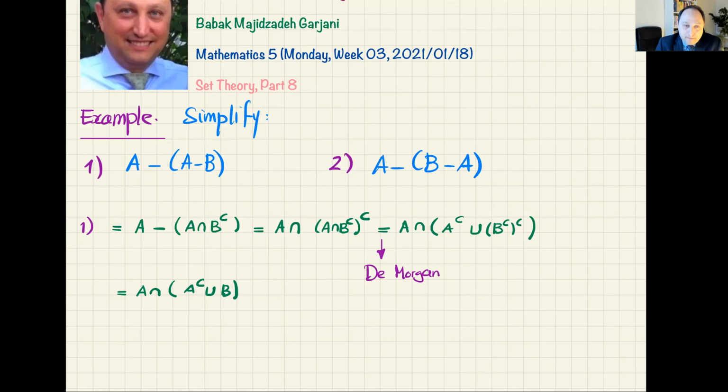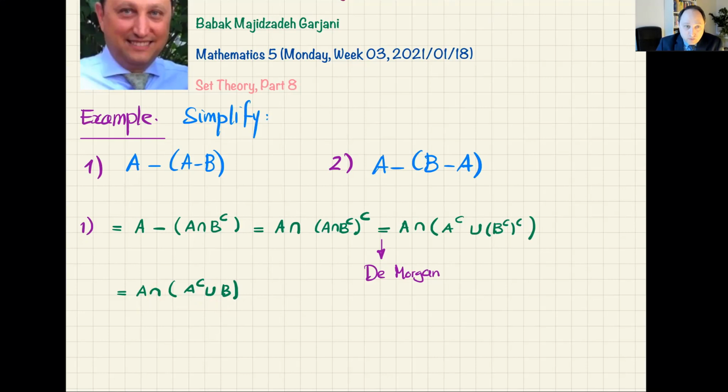Yeah, I forgot you had to complement the whole bracket thing. Okay, but anyway, now can you tell me how should I continue? We use the distributive law. Exactly. Thank you very much. Because one of them is intersection, one of them is union.